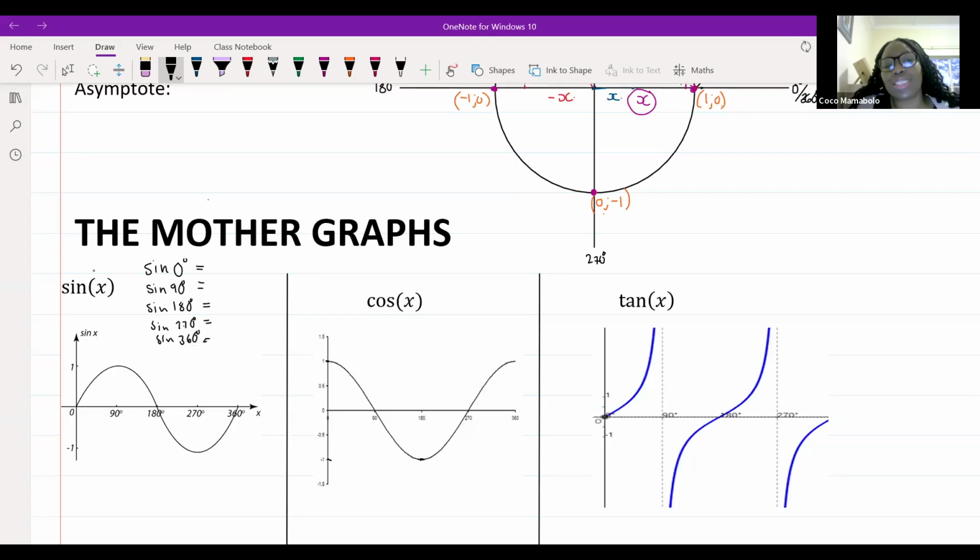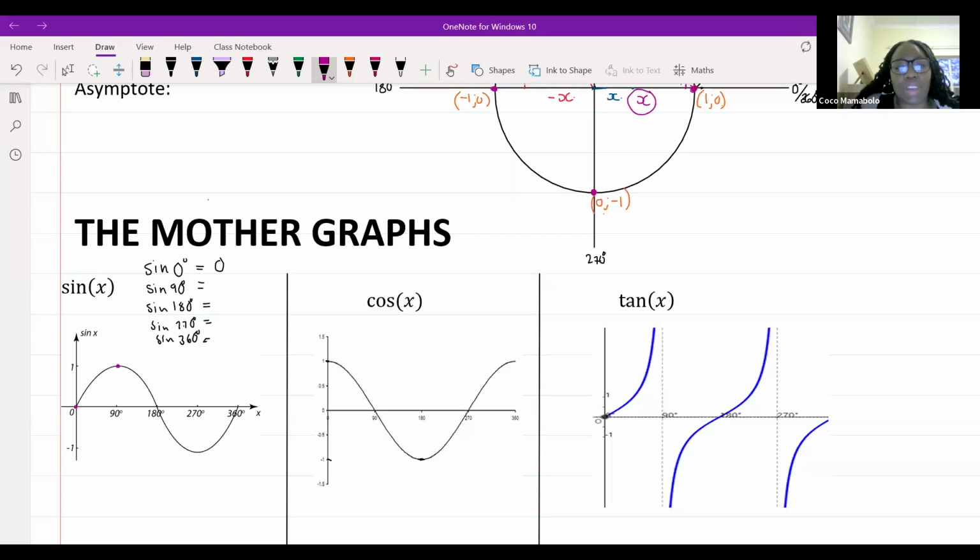Good. So we know that sine of 0 is 0. And you can see that at 0 degrees, our graph starts there. Thank you, Desmarie, for the next one. Good. Sine of 0 degrees is at 0. Sine of 90 degrees is at 1. So we know that our graph will go through the point 1. What is sine of 180 degrees?